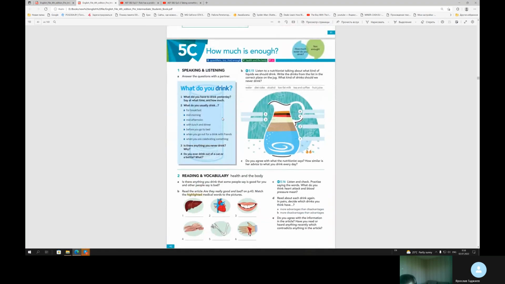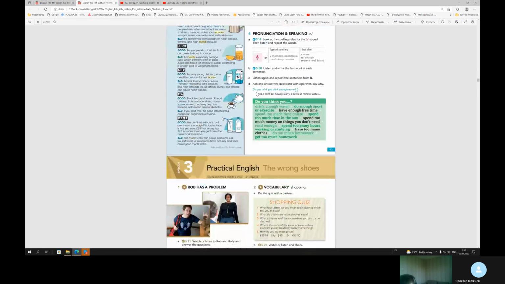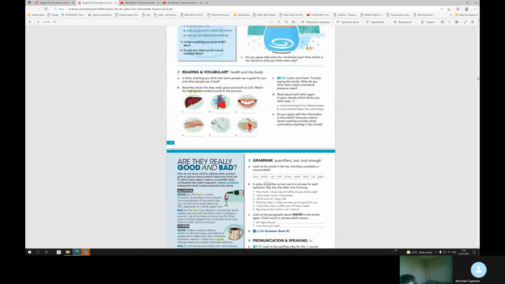First of all, let's read the text "Are they really good and bad?" It's on page 43. It's the text about drinks. Before reading the text, I want you to answer the question: is there anything you drink that some people say is good for you and other people say is bad? Name drinks that you consider good.